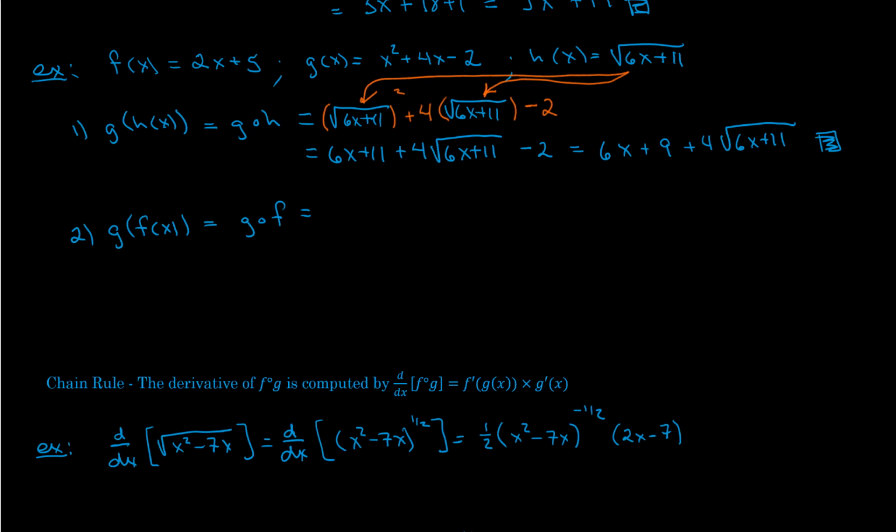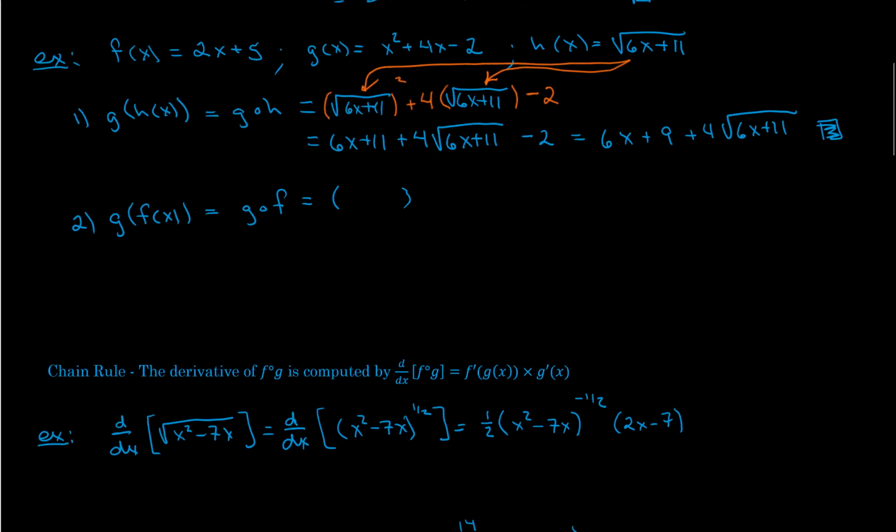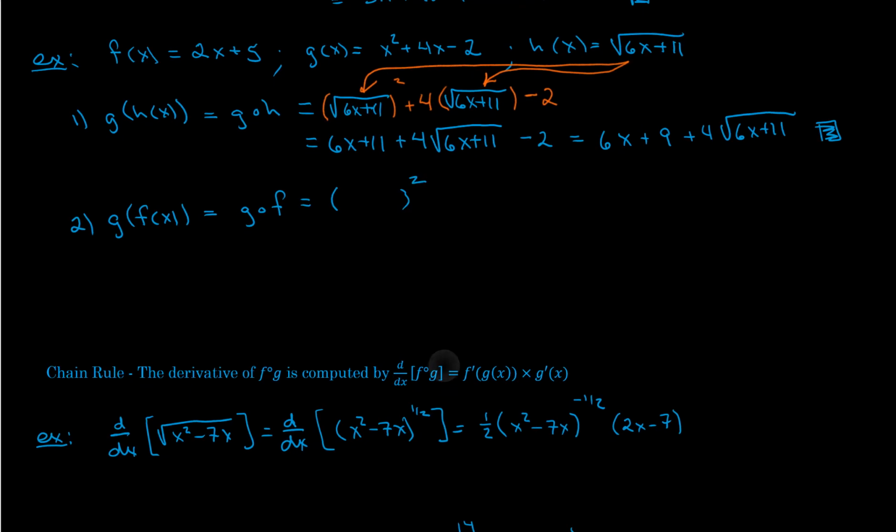Okay, pause the video and try doing this second problem. Hopefully actually pause the video. Let's see what happens here. To solve this one, it says first copy down g. Well, g is going to be x squared plus 4 times x, and I'm going to put empty parentheses there, minus 2.